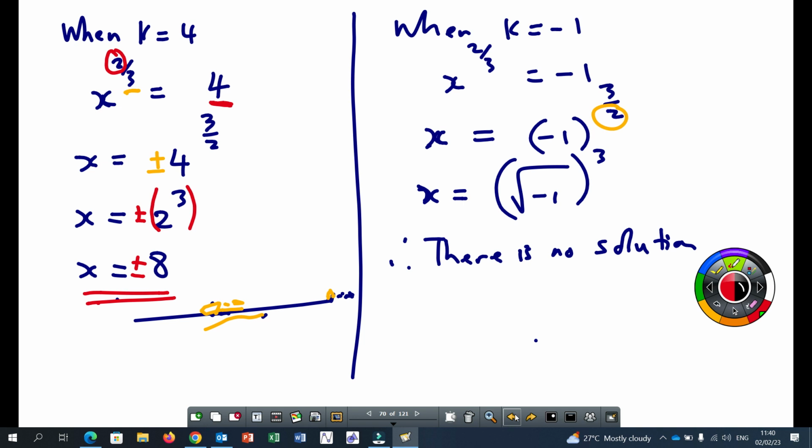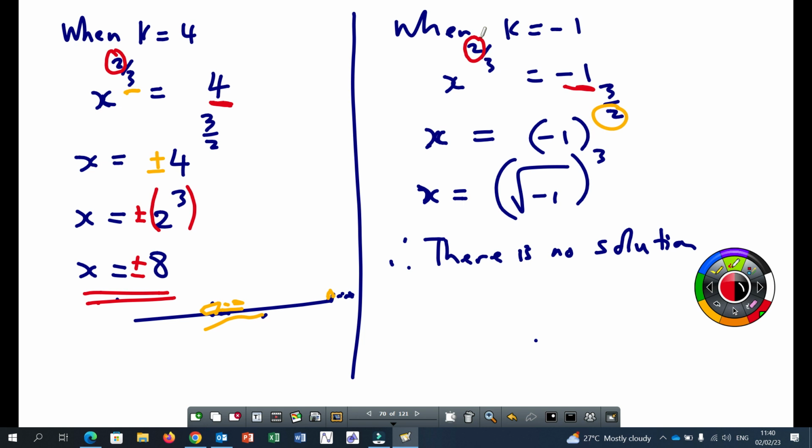Alright. Okay, then when k is equal to minus 1, pay attention, x to the power of 2 over 3 will be equal to minus 1. Now here, we have got a problem. The number on the right hand side is negative. The numerator of the rational exponent is even and the denominator is odd. There's no solution there.